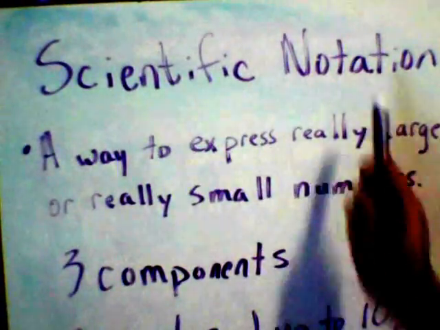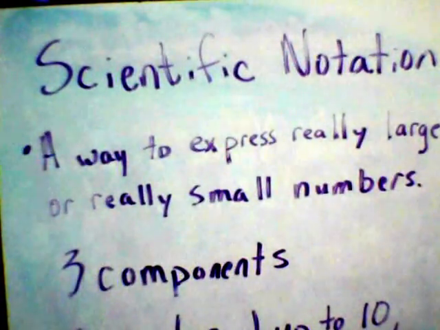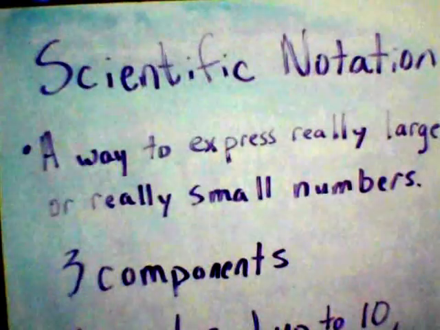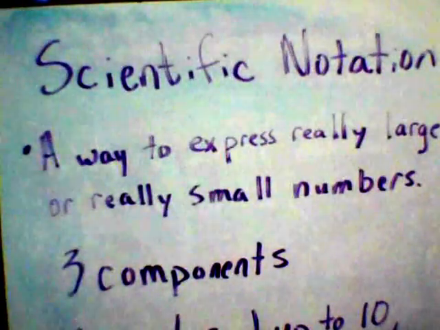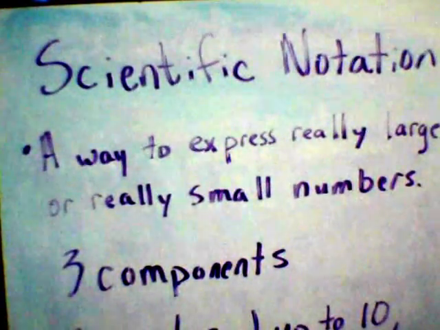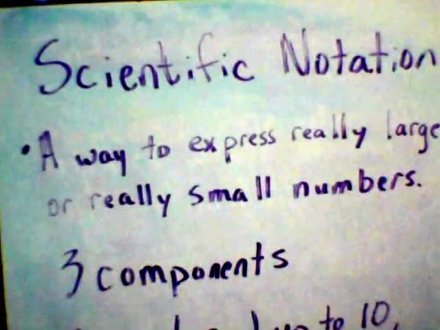Okay guys, today we're talking about scientific notation. Scientific notation is a way to express really large or really small numbers, and we're talking about distances in space or very, very small particles.